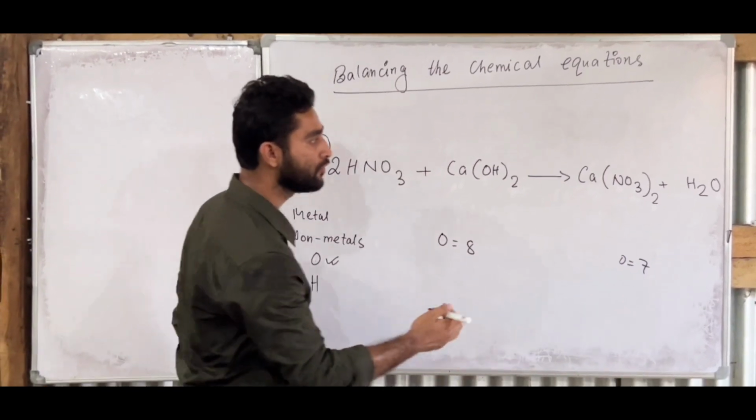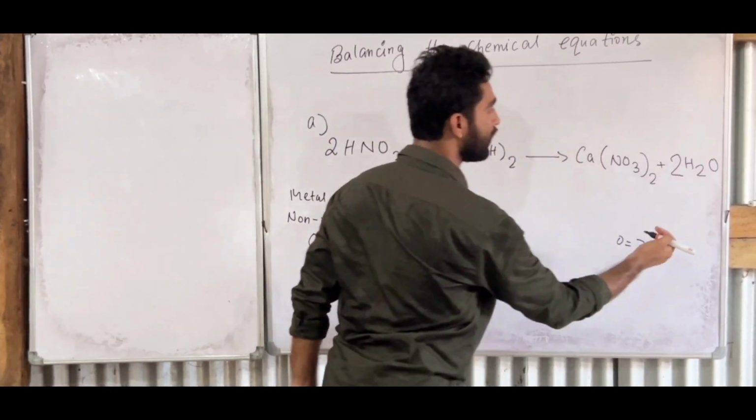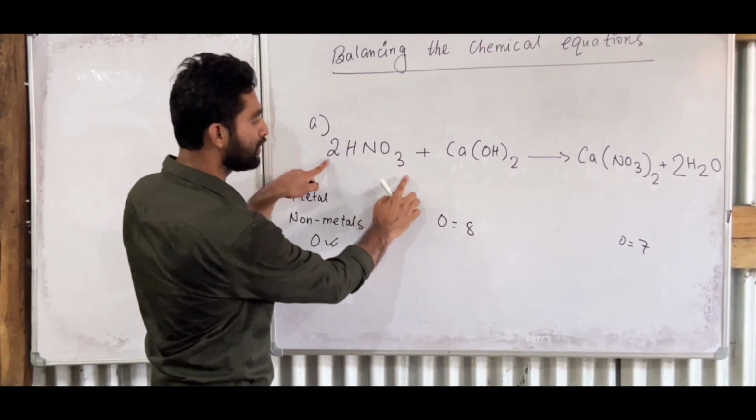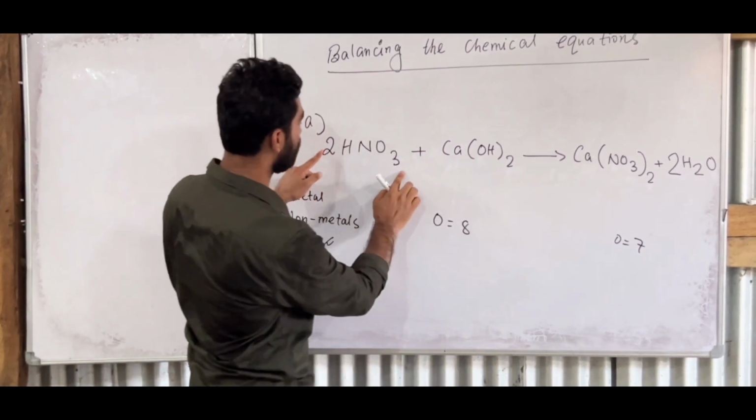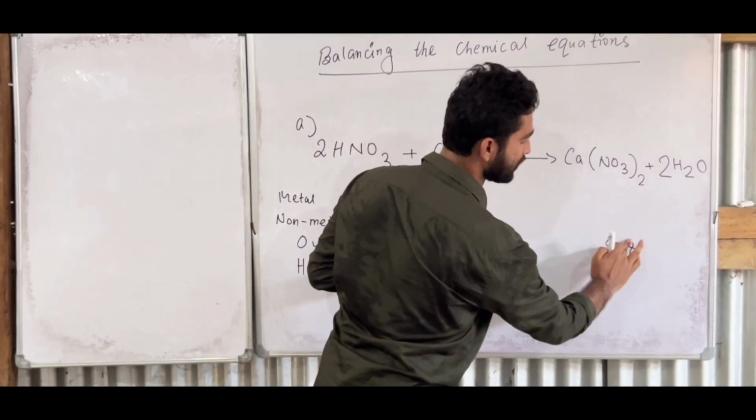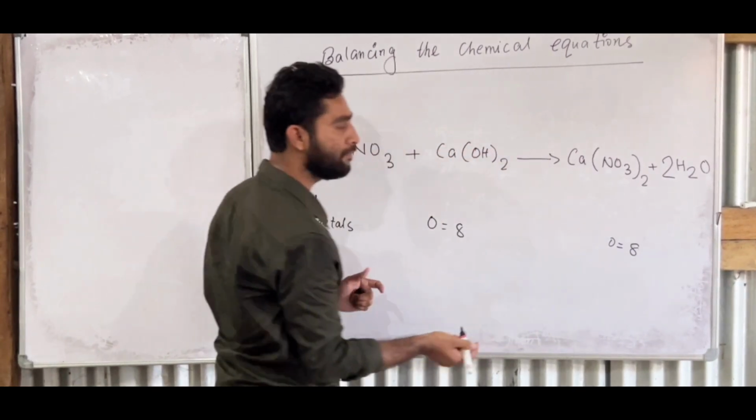So what you have to do? You just put 2 here. Now you see the oxygen also became balanced. Now you see 3 2s are 6 plus 2, 8 oxygen. Now the oxygen also became balanced.